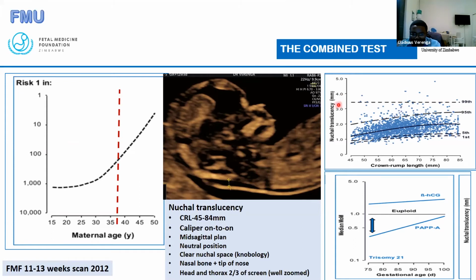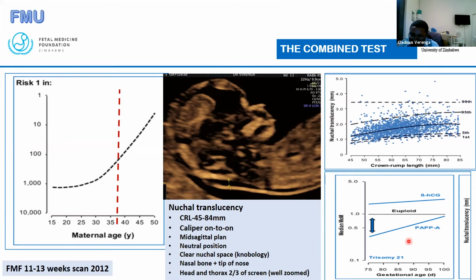So that is the 99th centile. I do agree that a value above 3.5 millimeters is abnormal. But you cannot say a value above 2.5 millimeters is abnormal arbitrarily without comparing it to the CRL.